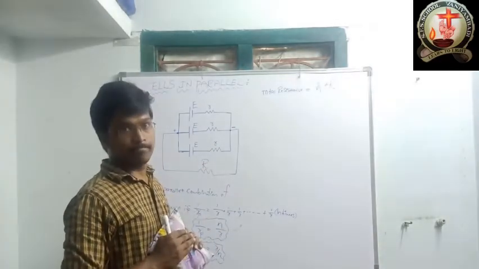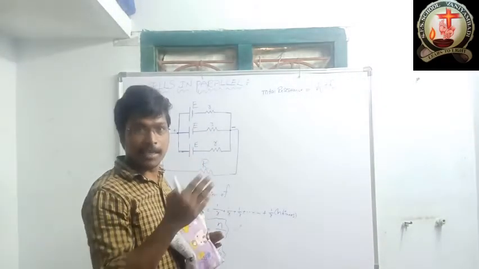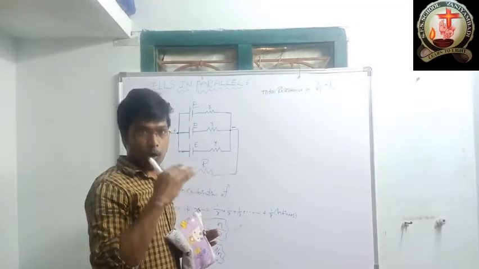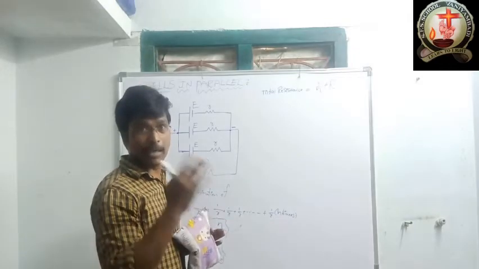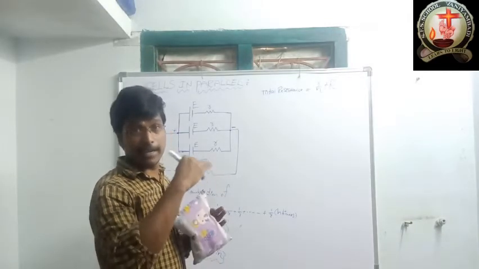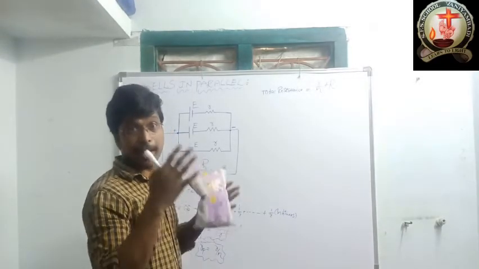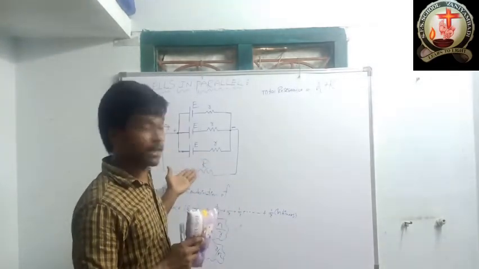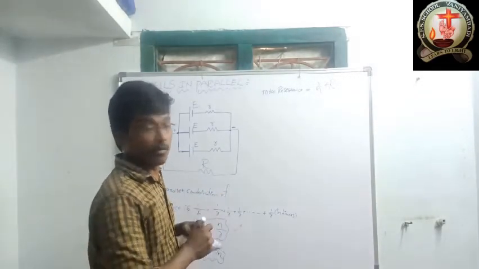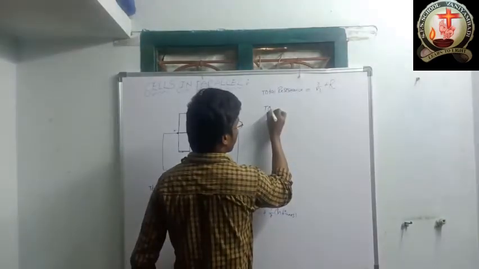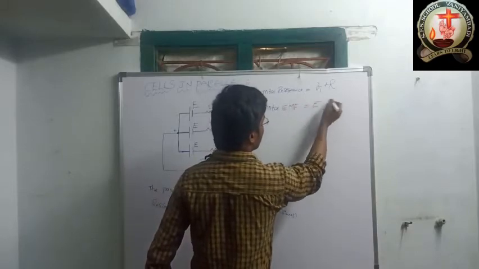You can remember, however many cells we arrange in a parallel format, suppose 10 cells we are connecting, what is the EMF? E only. 20 cells connected in a parallel format, what is the EMF? E only. We can't consider the number. Suppose here N number of cells are there in the parallel format, so what is the total EMF? E only. So total EMF is equal to E.